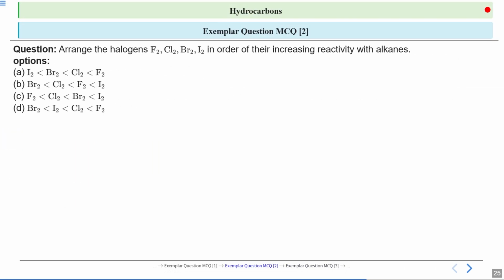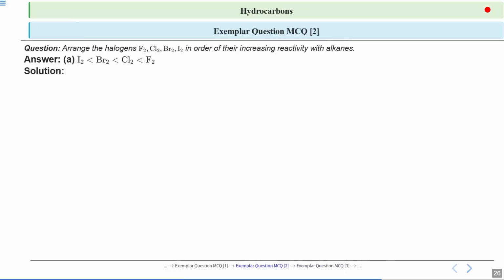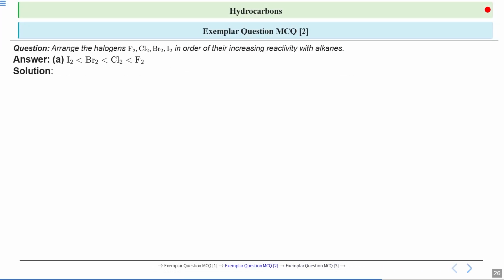Now here comes the second MCQ from the NCERT example questions, which is question number 2. You have to arrange the halogens F2, Cl2, Br2, I2 in order of their increasing reactivity with alkanes. Options are given to us and we have to give the correct answer. We have already dealt with this and I have given you this order also. If you remember it, the correct option will be option number A. Now let us have a look at the solution.